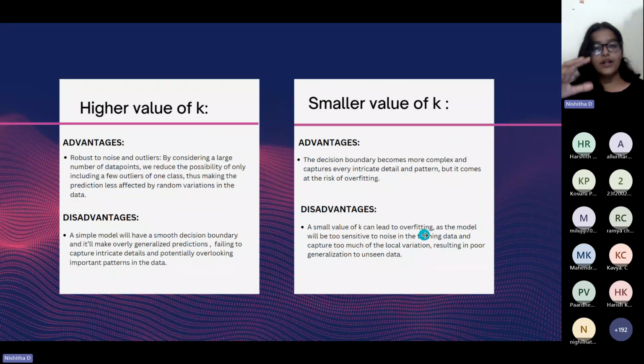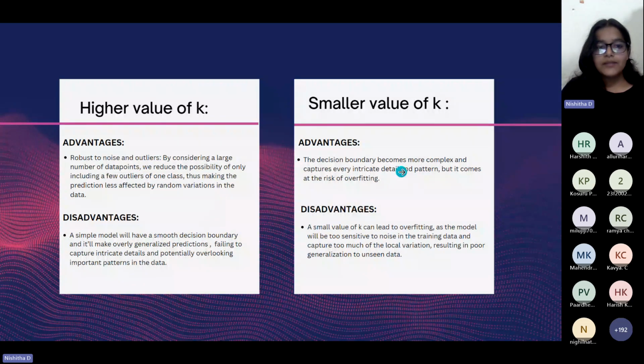Your model will be too sensitive to the noise, and when it sees unseen data, it won't generalize too well to that. It'll cause a lot of error, essentially overfit. So it'll underfit for higher values of k, and it'll overfit for smaller values of k. Keeping these two pros and cons in mind, you have to choose an optimal value of k.